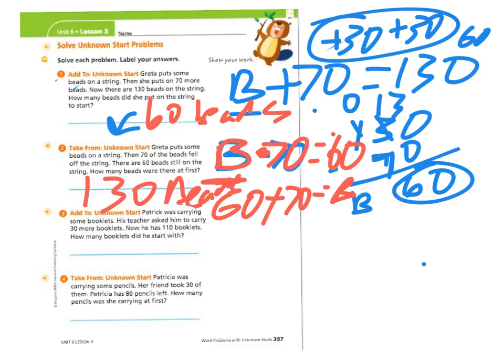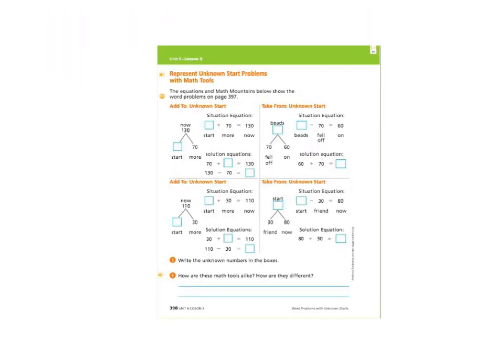Okay, third one. So here we have an unknown start again. Add to and take away. So I'll let you figure that out. The answers are attached to this lesson. And the 60, I'm going to go on to the next page.